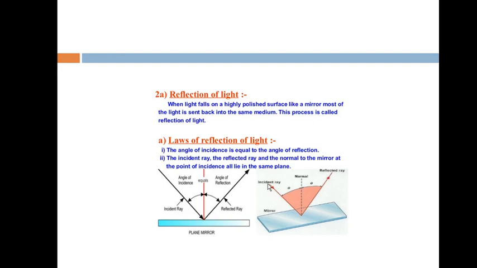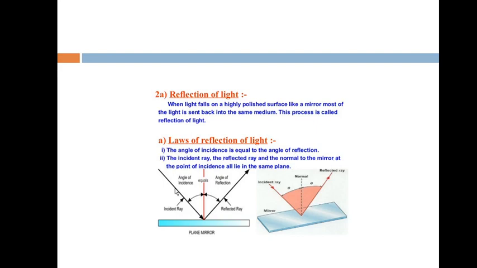Reflection of light. When the light falls on a highly polished surface like a mirror, most of the light is sent back into the same medium. This process is called the reflection of light. So reflection in all types of mirrors is governed by two principal laws. The first law says that the angle of incidence is equal to the angle of reflection.